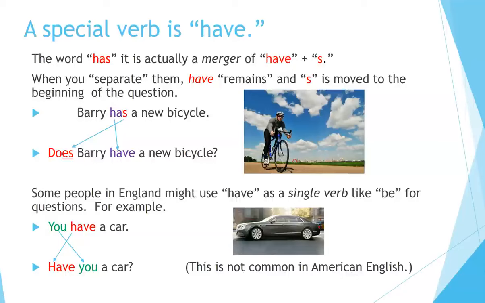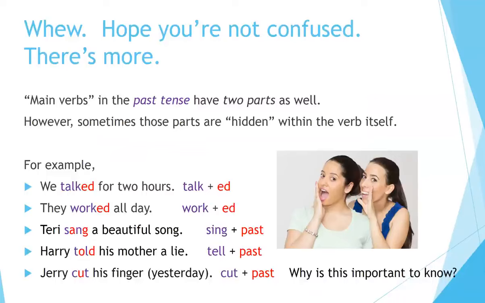Some people in England might use have as a single verb like be for certain questions. For example, you have a car. They might say, have you a car? This is not common in American English. Whew! Hope you're not confused.